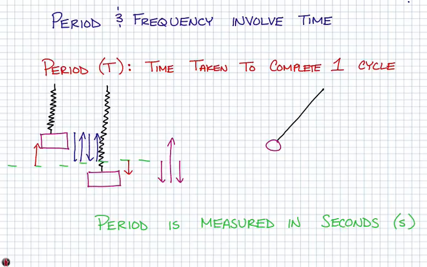Because it's a unit of time, we're going to measure that in seconds. So if I take this spring and I pull it down and I let go and it takes 1 second to go all the way up and come all the way back down, my period is 1 second. Similarly, a pendulum is going to act in the same way.